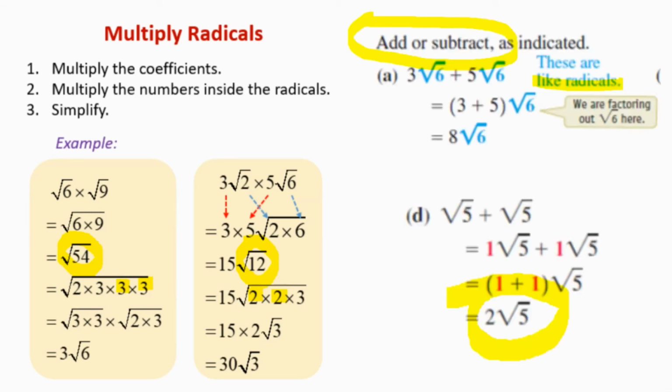But when you're adding and subtracting, they have to be like radicals. In this case, I got 3 radical 6 and 5 radical 6. It's going to be 8 radical 6 as your final answer. And radical 5 plus radical 5 is really just 2 radical 5.